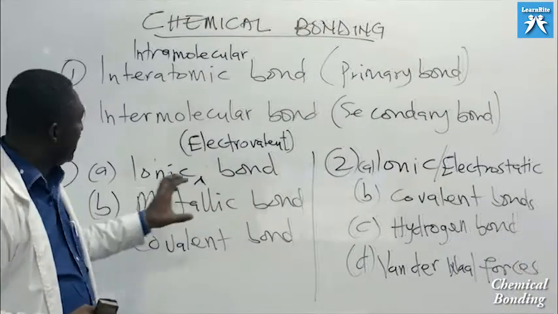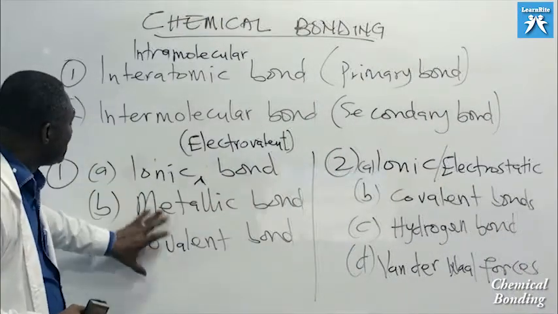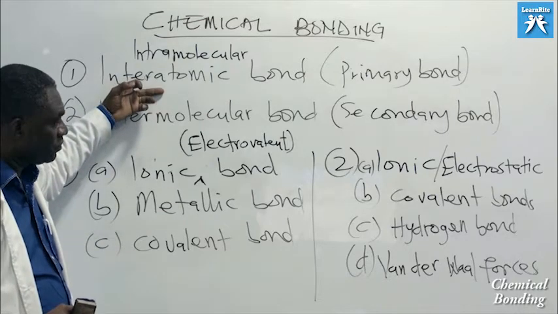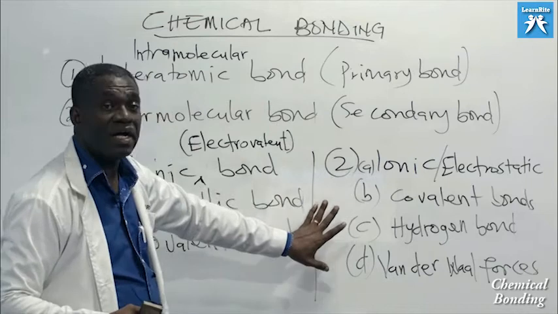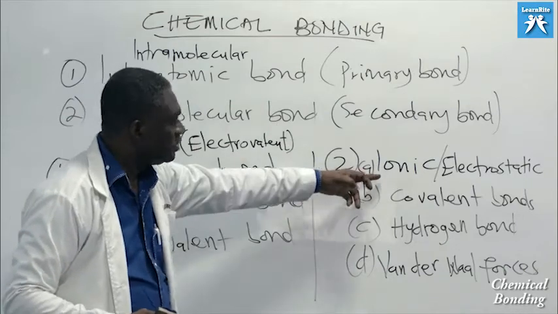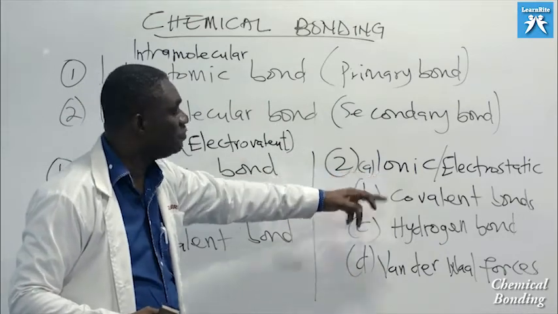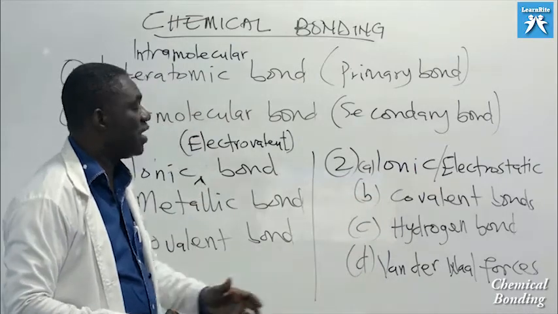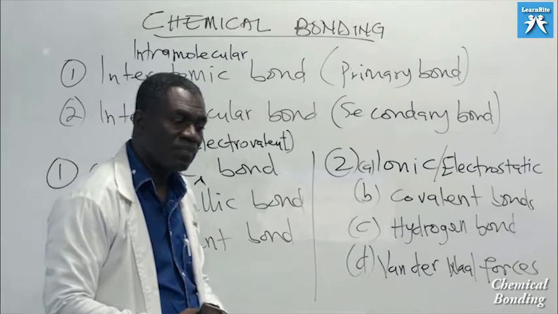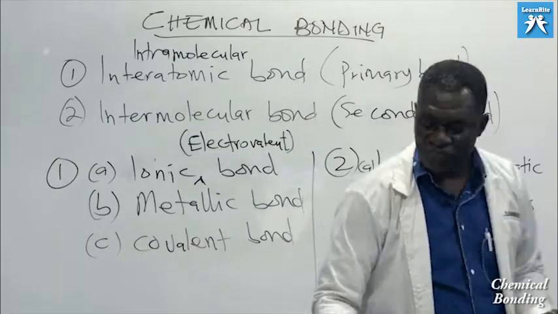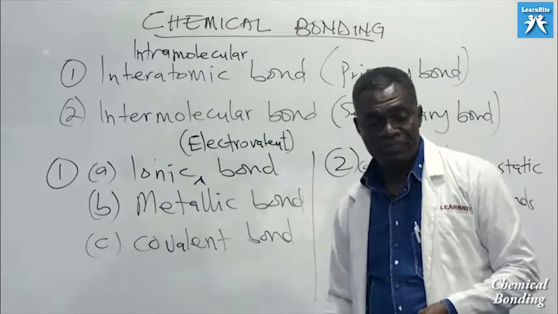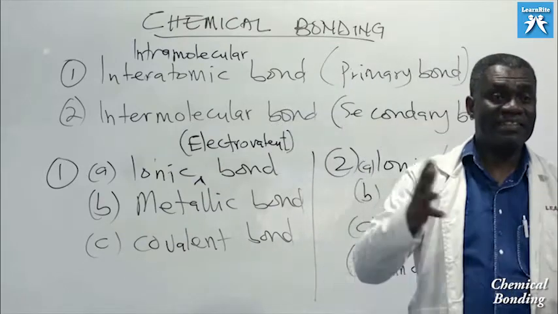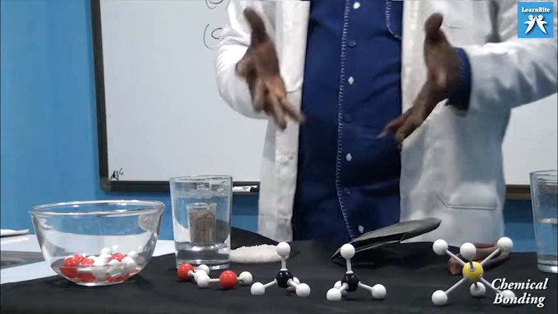So, these are the three types of interatomic bonds or primary bonds. When it comes to intermolecular bonds or forces, we still have ionic or electrostatic there, we still have covalent there, and then we have hydrogen bonds, and we have van der Waals forces. Now, the very basis of life, as I've already mentioned, or the explanation to why substances exist the way they are. I'm coming back to the table to explain.